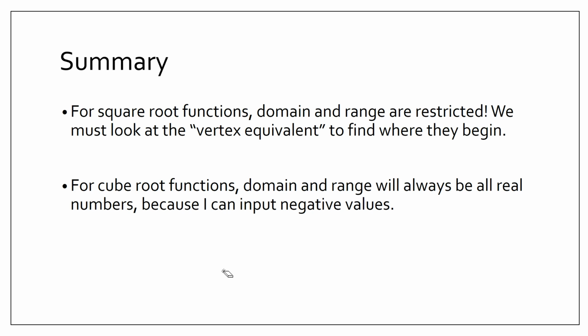So here we have it. Summary, for square root functions, domain and range are restricted. Look at the vertex equivalent. So kind of that stopping point, sort of like the vertex in a way. It's where the function's about to turn around, but then it just stops. Look at that stopping point to find where the function begins. However, for cube root functions, domain and range will always be all real numbers.